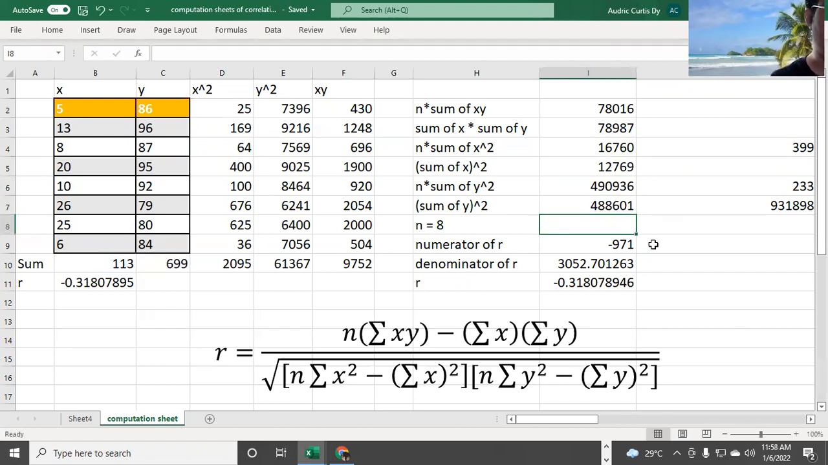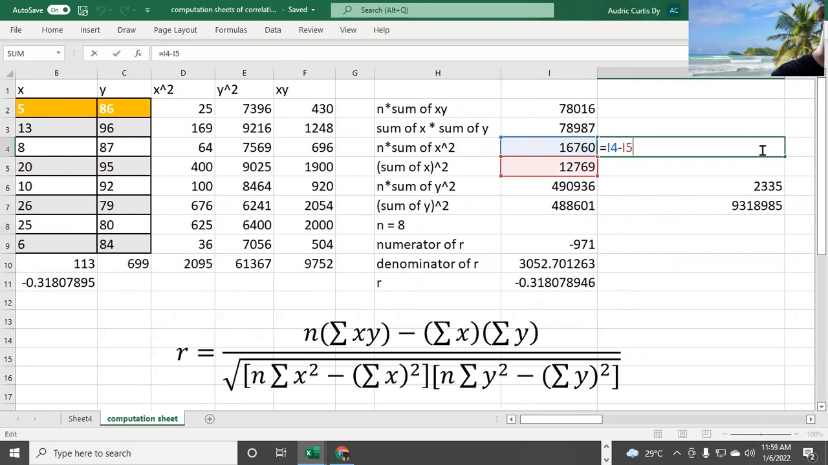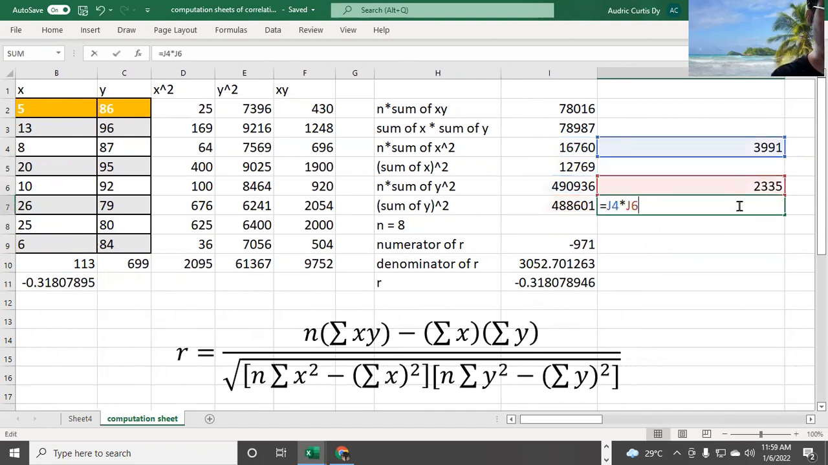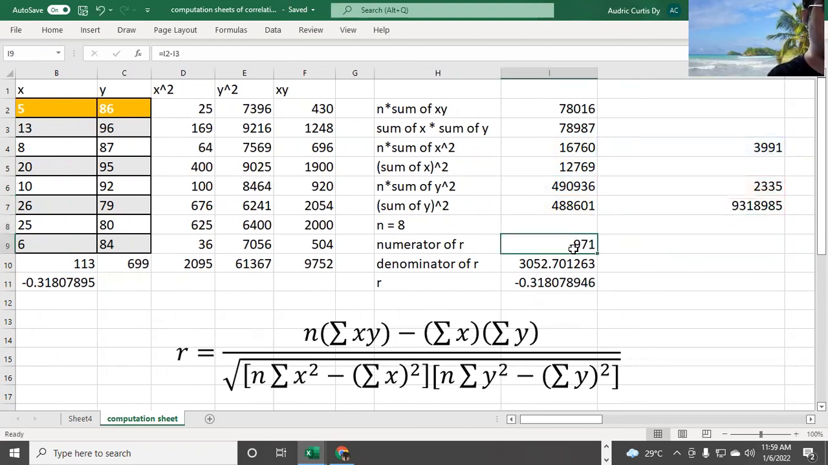So here. Dito naman, we subtracted here for the denominator. Then we found the product of the two differences. To get the numerator, what we are going to do is multiply.